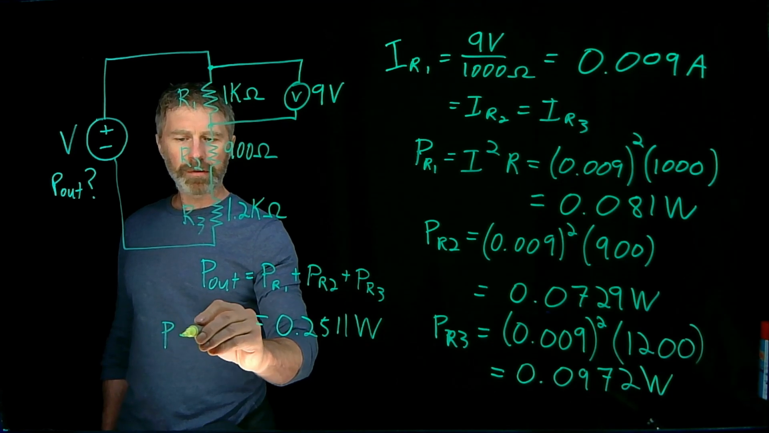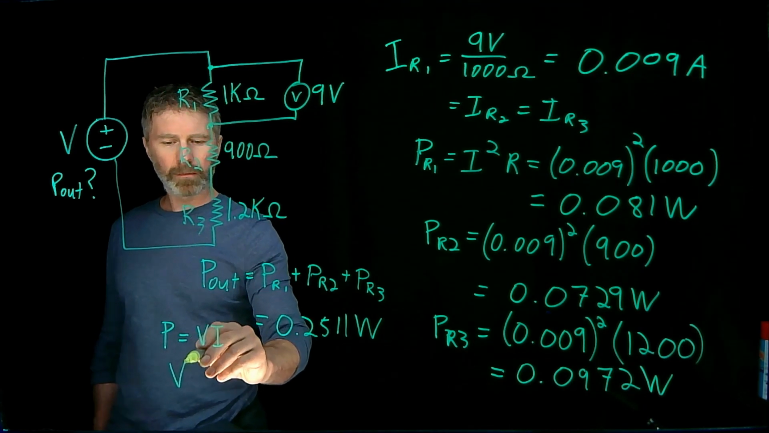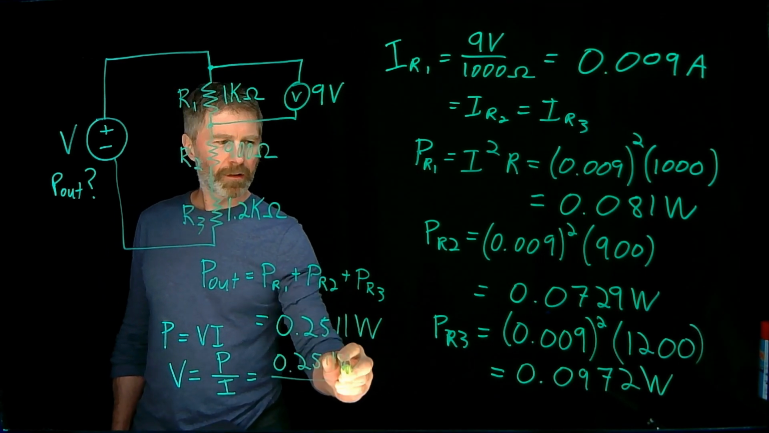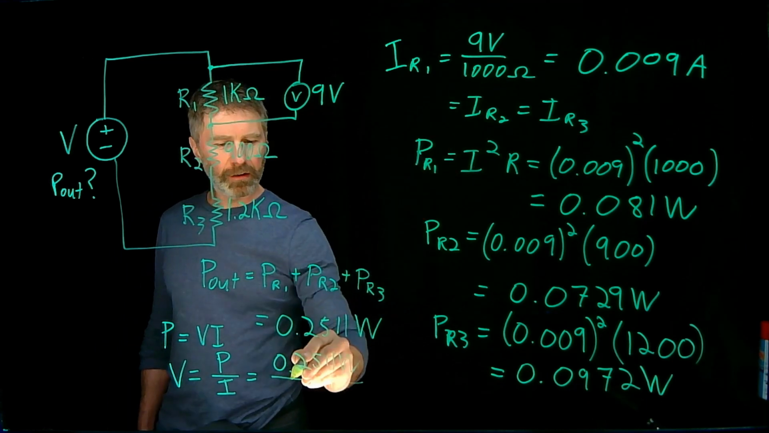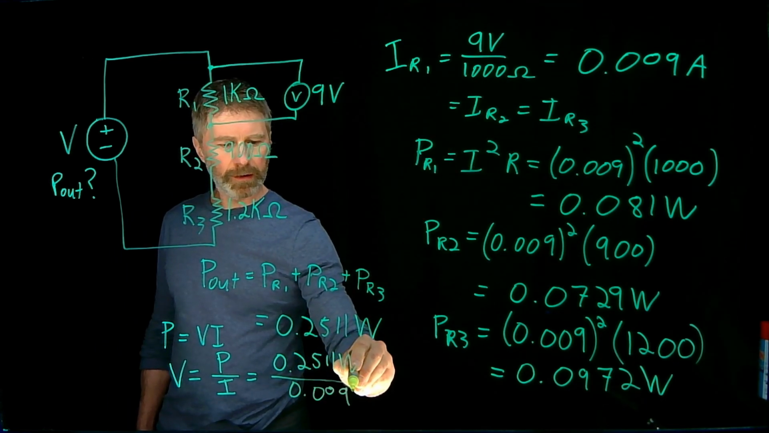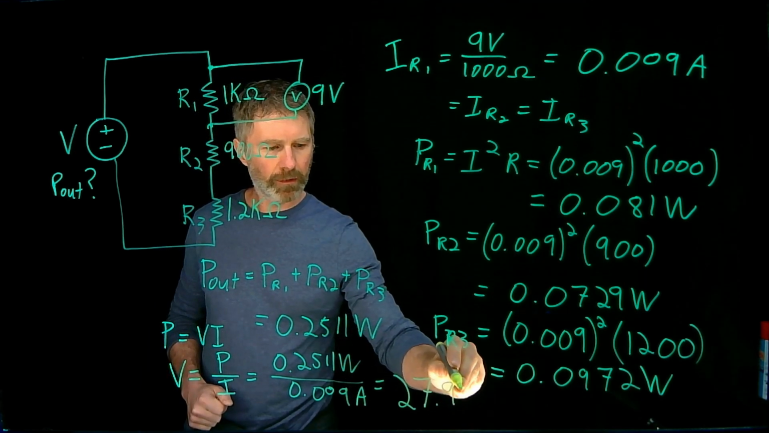So I know that P equals VI. V is the thing that I don't know, so V equals P over my current that I calculated over there, 0.2511 over 0.009 amps, 27.9 volts.